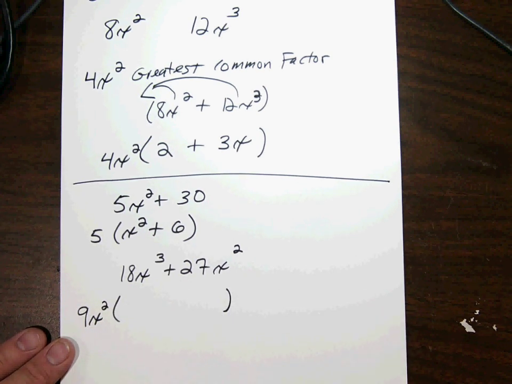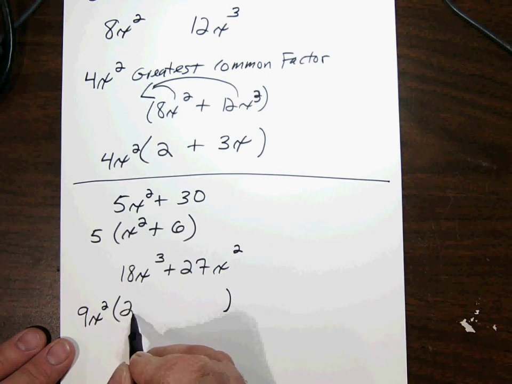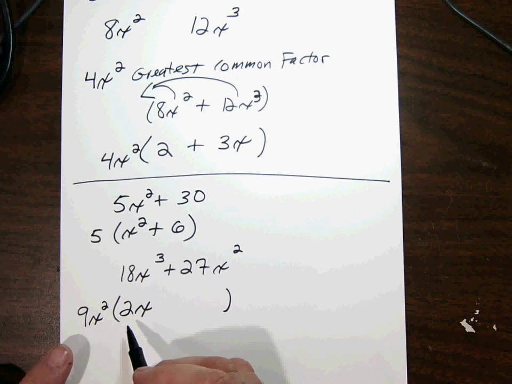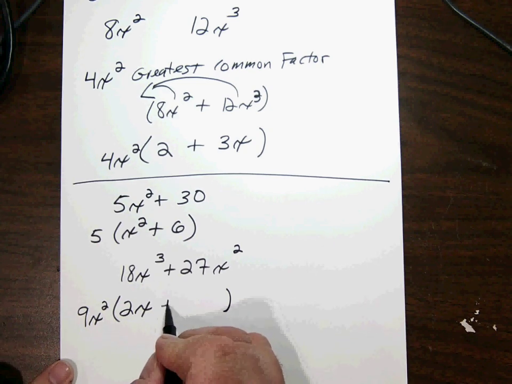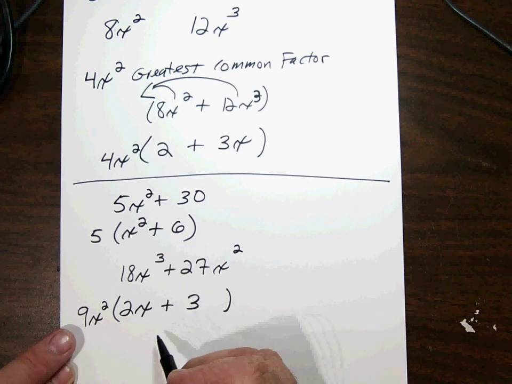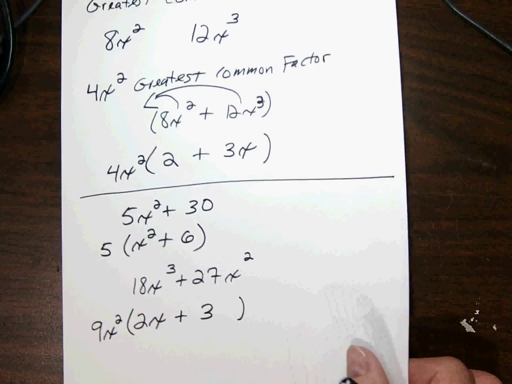So I'm going to factor out a 9x squared, and I'm going to ask myself what's going to be left over. Well, that'll be a 2x there, because when I remultiply it, I'm going to get an 18x cubed. And here it's just going to be a 3, because when I remultiply it, I'm going to get a 27x squared. Okay? Greatest common factor.